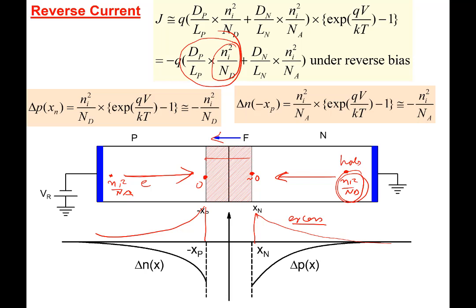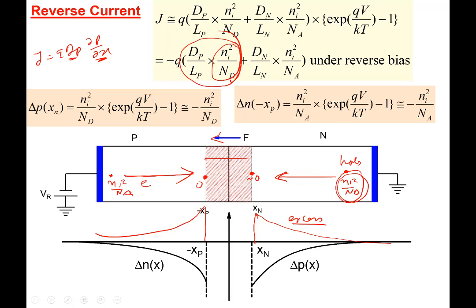dP by Lp is what? Diffusion rate. Because how do you write J? J is Q Dp del P by del X. So this is Ni square over Nd here. And this dP by dx term, dP by Lp, is diffusing from here, and is diffusing from here. So this is what is happening at this particular point here.